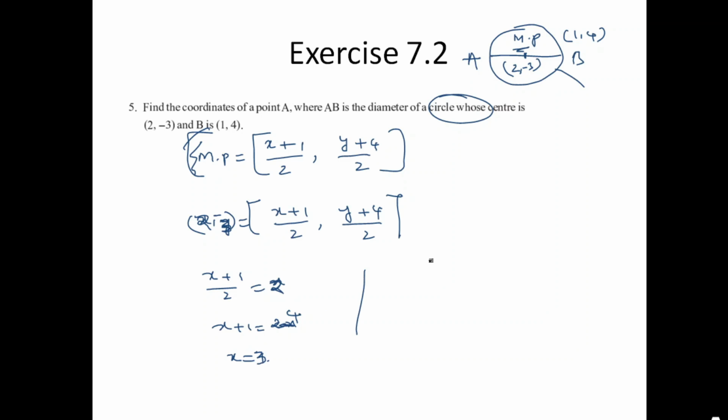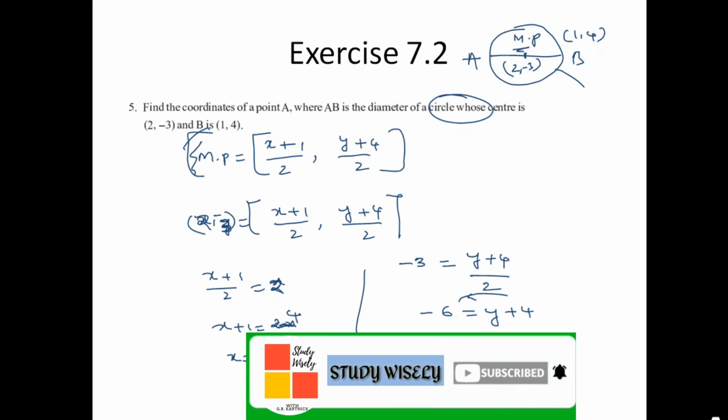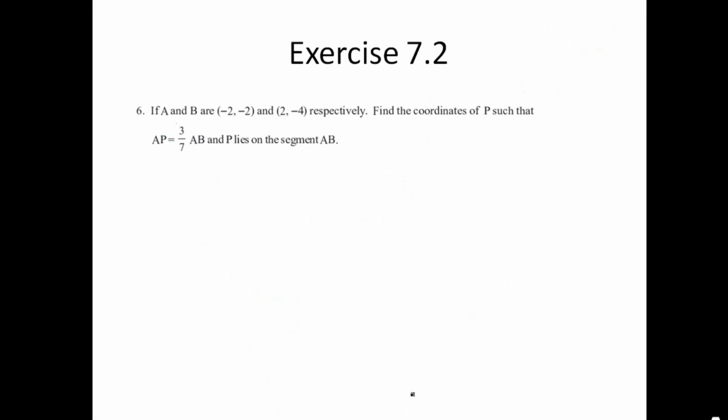Are you clear? Similarly, I have minus 3 equals y plus 4 by 2. So this shifts out here. Minus 6 is equal to y plus 4. I'm shifting this one to the other side. Similarly, minus 6 minus 4 is equal to y. So the resultant of y is how much? Minus 10. So therefore the point x comma y is nothing but 3 comma minus 10. Simple as that.